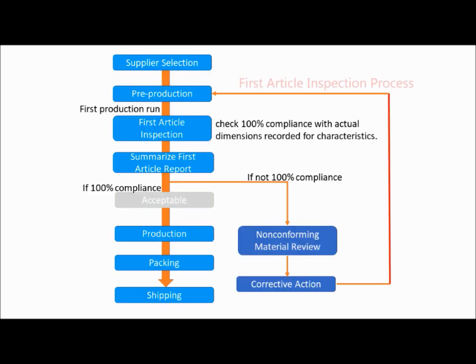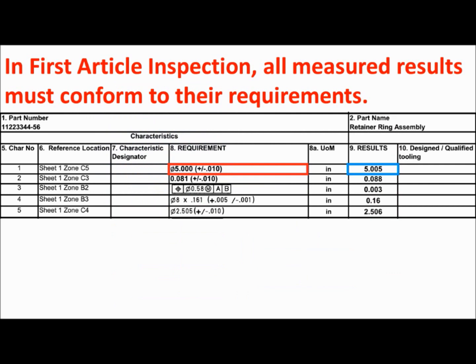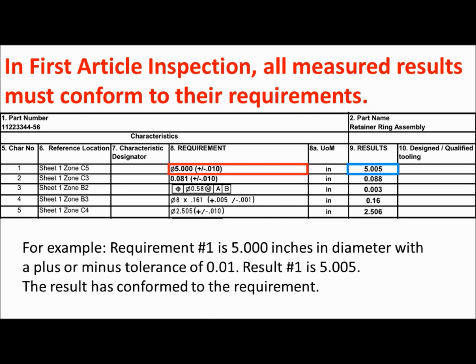This is a first article inspection process flow. First article inspection is conducted after the first production run. In first article inspection, all measured results must conform to their requirements. For example, requirement number 1 is 5.000 inches in diameter with a plus or minus tolerance of 0.01. Result number 1 is 5.005. The result has conformed to the requirement.